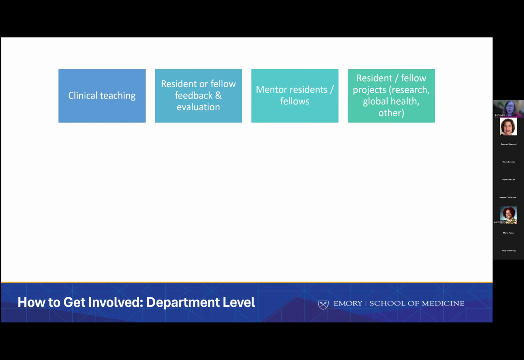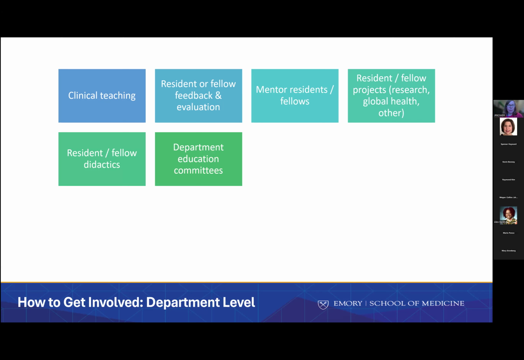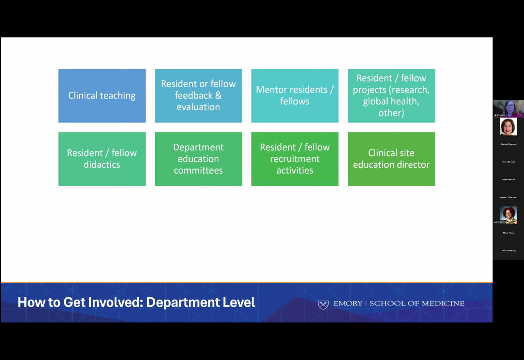That can be in a formal setting or through just giving them feedback in real time. You can also be a mentor to resident fellows, whether that's in the clinical space or in a research or scholarly project venue, or in global health or other sort of projects that might be going on. You could participate, of course, in your division or department's resident or fellow didactics. Every department and division has an education committee, so that's another way to get involved.